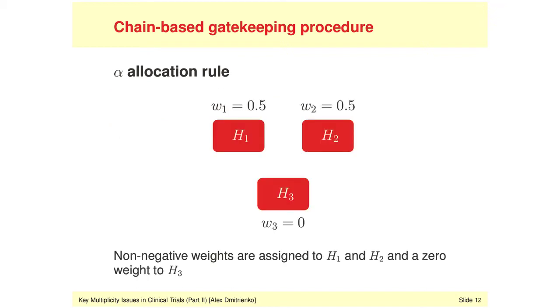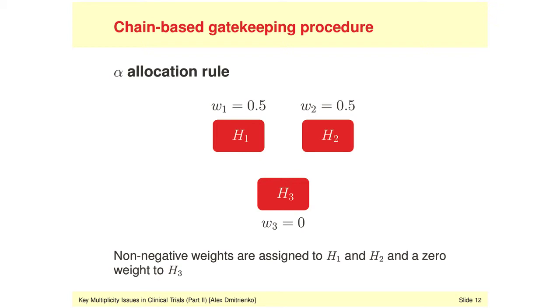First, we're going to take a look at the alpha allocation rule for the chain-based parallel gatekeeping procedure for example 2. As we said, what we need to do at this point is to predefine hypothesis weights that reflect the clinical importance of the individual null hypotheses. And in this case, it is important to make sure that non-negative weights will be assigned to the hypotheses within the primary family, and the zero weight will be assigned to the secondary hypothesis H3. In this diagram, I have assumed that the hypotheses H1 and H2 are equally important. This may not generally be the case, and therefore the weights W1 and W2 may not necessarily be the same.